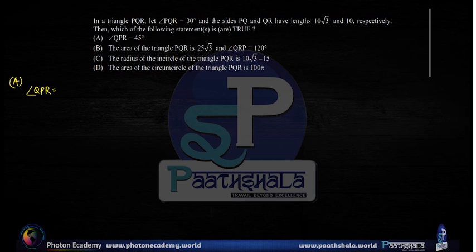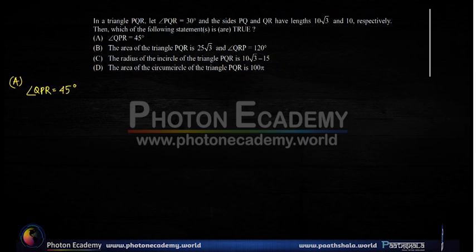Angle QPR is 45 degrees. To verify that, we need to find the value of angle QPR. It would be easier if we draw visually how the triangle PQR looks like, the length of the sides and the angle between the sides. Then it would be easier to evaluate.